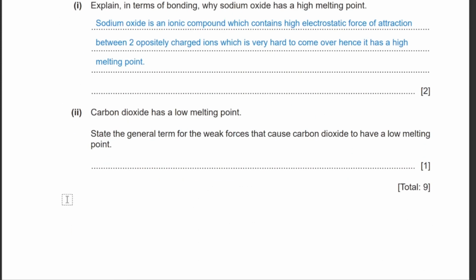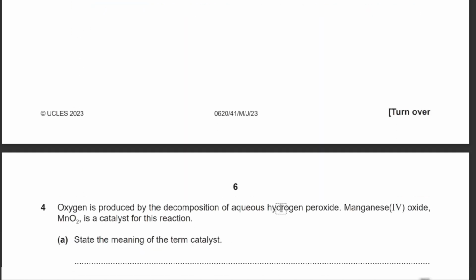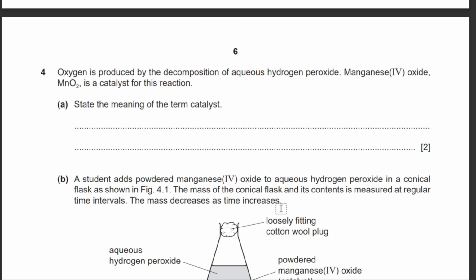Alright, carbon dioxide has a low melting point. State the general term for the weak forces that cause carbon dioxide to have a low melting point. That is intermolecular forces. Alright, moving to question number 4 now. Oxygen is produced by the decomposition of aqueous hydrogen peroxide. Manganese(IV) oxide, MnO2, is a catalyst for this reaction. State the meaning of the term catalyst.